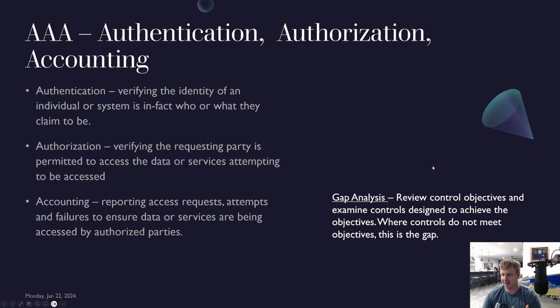And then I kind of threw this in here. I didn't really have a whole lot to go into as far as gap analysis. It didn't need a whole slide, but reviewing your control objectives. So where you want to be as an organization, and then where you are, and that gap in between. So where your controls do not meet the objectives, that is your gap.